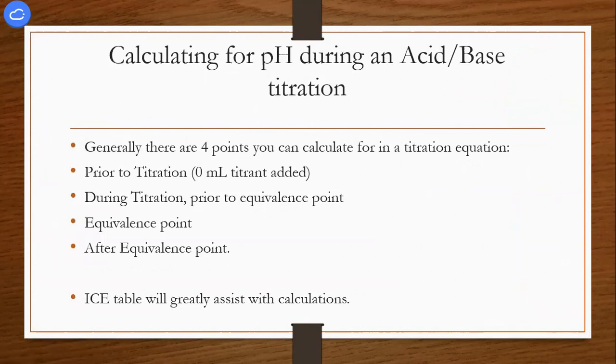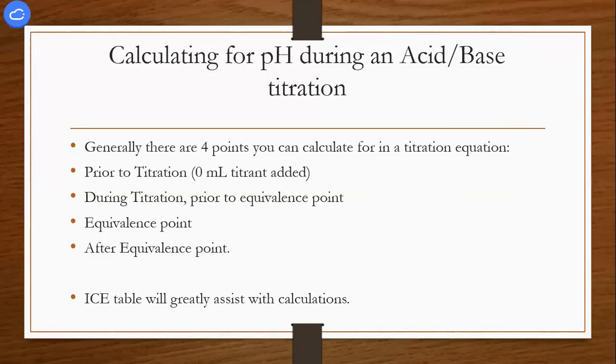But for a titration, if we have to do any of these calculations, there are 4 points we'd look at. The first point is prior to titration. This is the easiest one. We have only acid, no base, or only base and no acid. During the titration, here's the painful one.